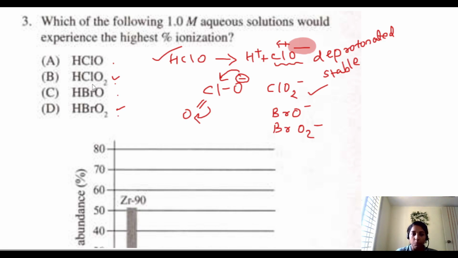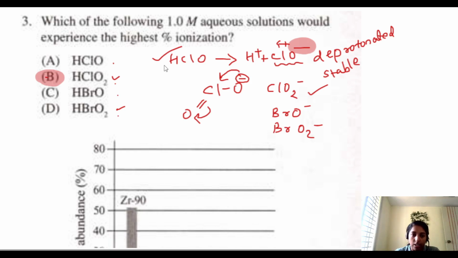At that time you can think about Cl or Br. Cl is again more electronegative. So you can choose HClO2, which is most likely to have higher acidity, a higher percentage dissociation, and be the stronger acid.